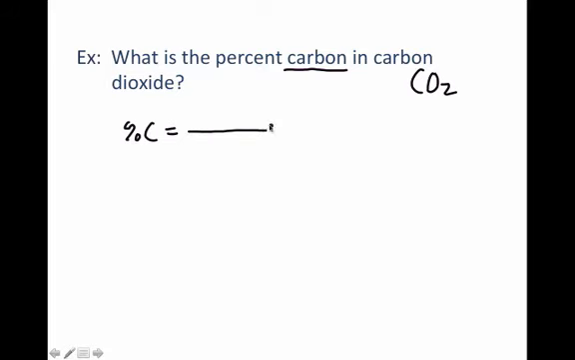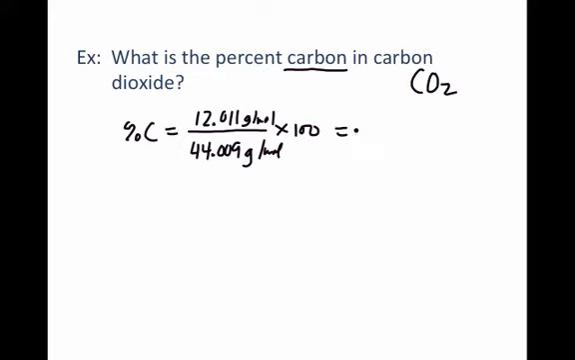So I'm going to do the percent carbon. It's going to be part over whole times 100. So I've got one atom of carbon in this molecule. And if you look on the periodic table, the molar mass of carbon is 12.011 grams per mole. And then for the bottom, I've got to find the mass of the whole compound. So you would take that 12.011 for carbon plus 15.999 times 2 for oxygen. And the mass of the whole compound comes out to be 44.009 grams per mole.